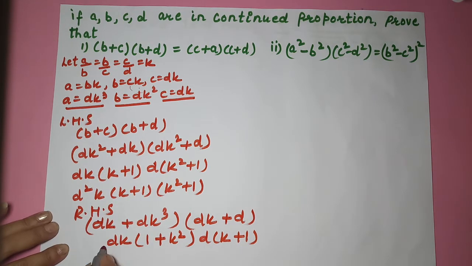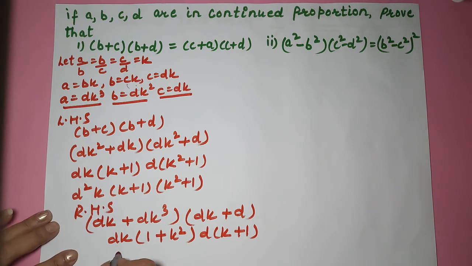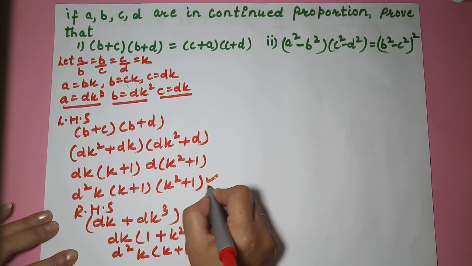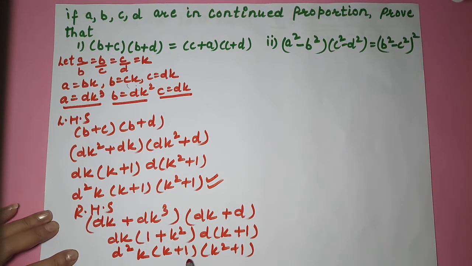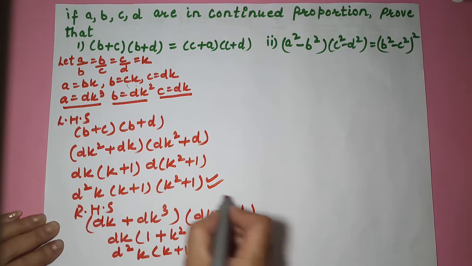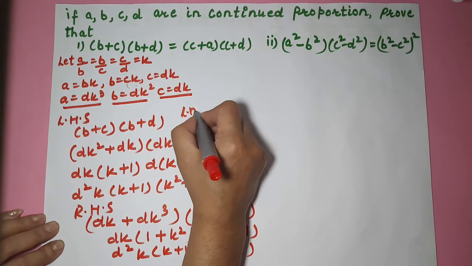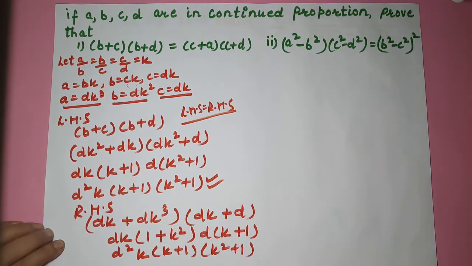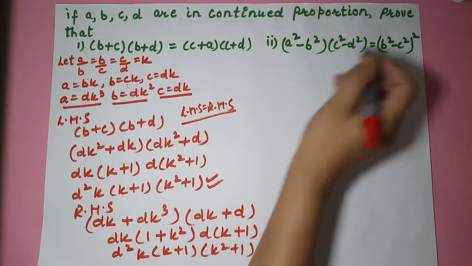So finally if I combine this, what will I get? I will get D square K into K plus 1, I am writing this first, into K square plus 1. Wow, this is my left hand side. So I have proved that left hand side is equal to right hand side. Done? Okay. Let's go to this part.